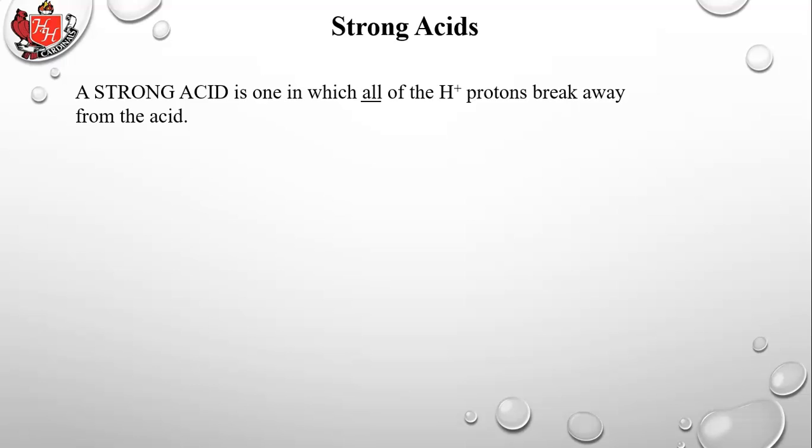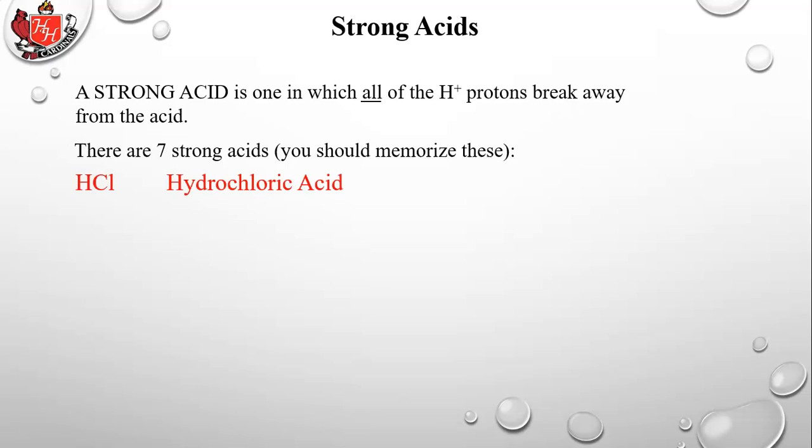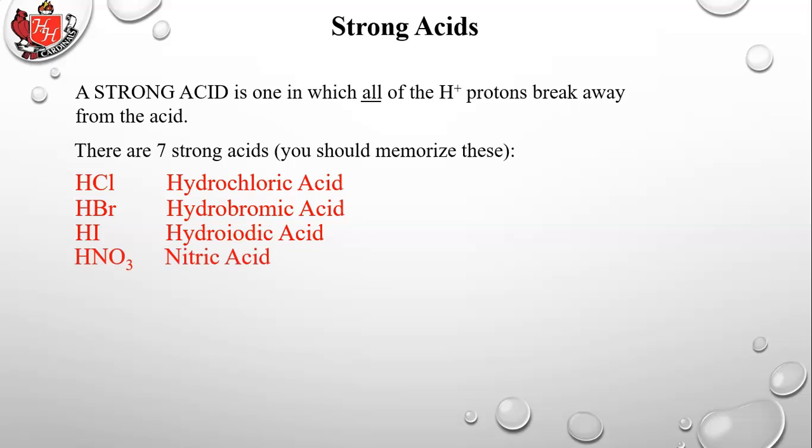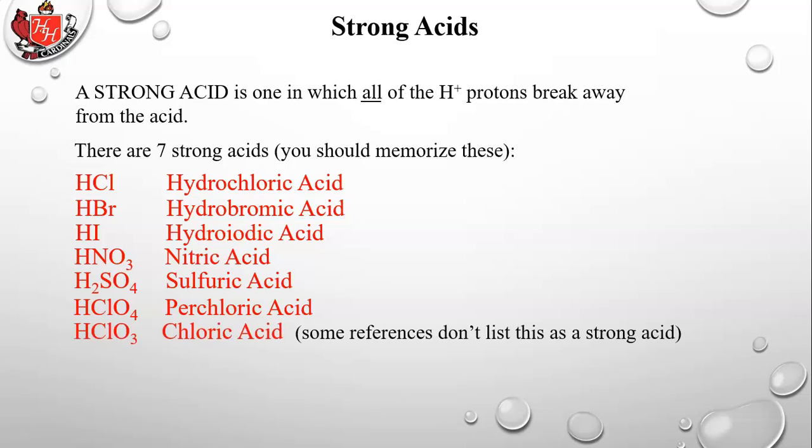A strong acid is one in which all of the H+ protons in the acid molecules break away from the acid. In other words, 100% of them. If you put 100 hydrochloric acid molecules in water, 100 of those will dissociate. If you put a million, a million will dissociate. Every single one dissociates. There are 7 strong acids, and you should memorize these: hydrochloric acid, hydrobromic acid, hydroiodic acid, nitric acid, sulfuric acid, perchloric acid, and chloric acid.